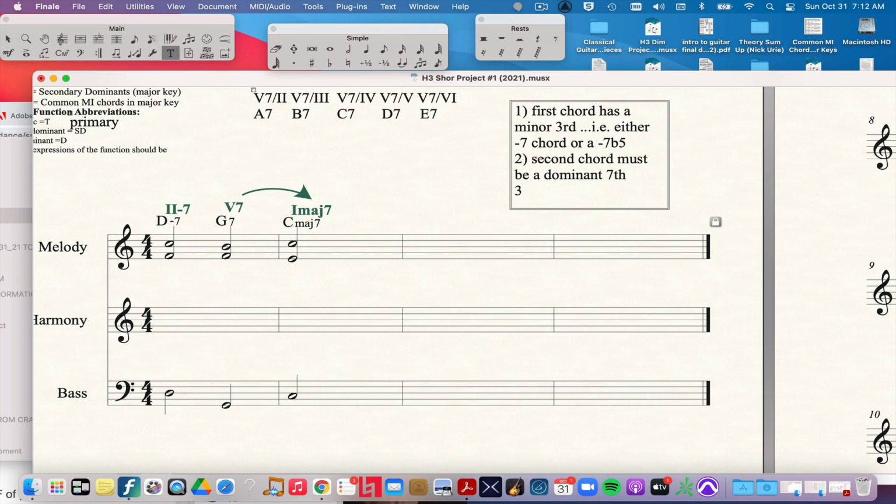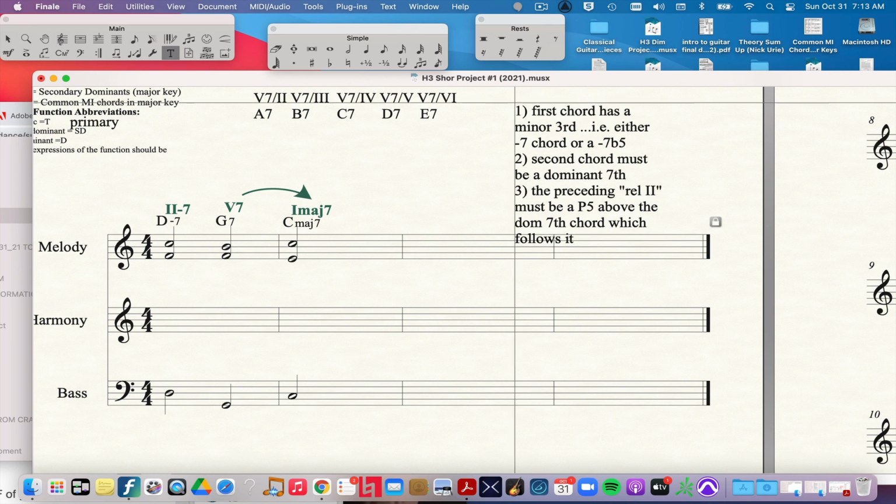And the third thing that must be true is that the preceding minor chord, the related ii, I'm putting in parentheses because that's the term for it, must be a perfect fifth above the dominant which follows it. Okay, so those three things must be true.